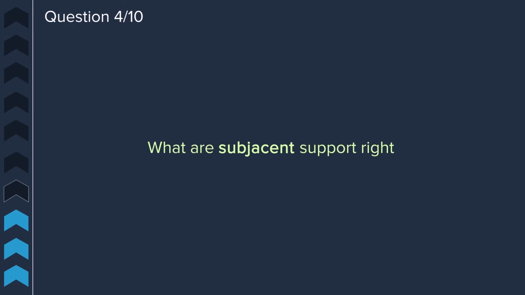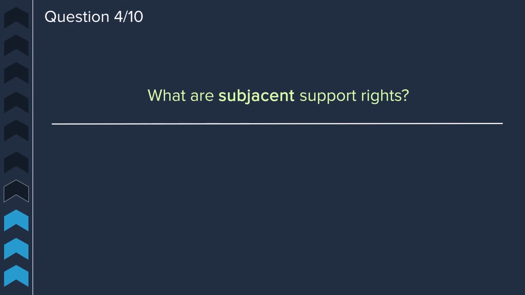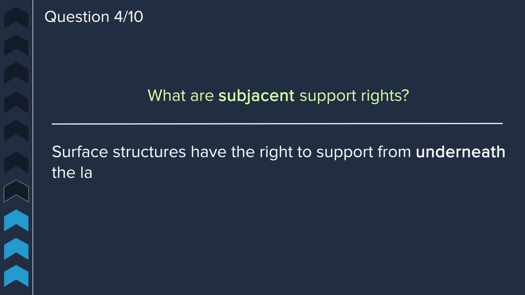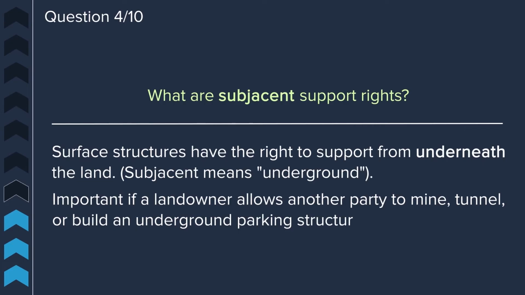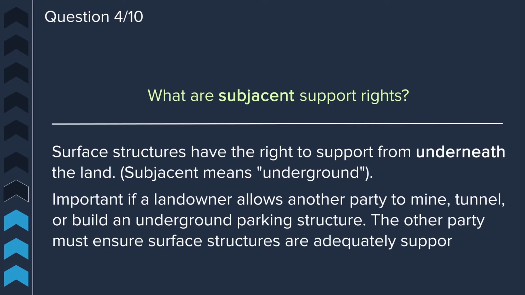Question 4. What are subjacent support rights? Subjacent support rights state that surface structures have the right to support from underneath the land. Remember that subjacent means underneath. These are important if a landowner allows another party to mine, tunnel, or say build an underground parking structure. The other party must ensure surface structures are adequately supported.